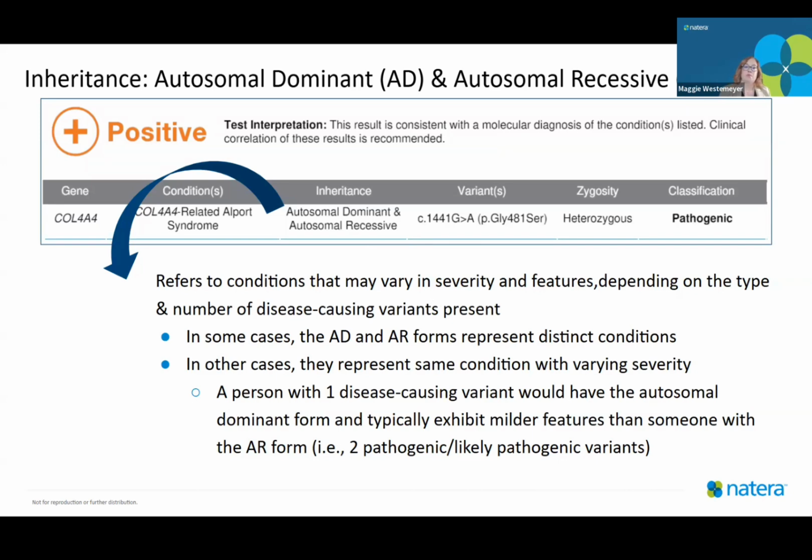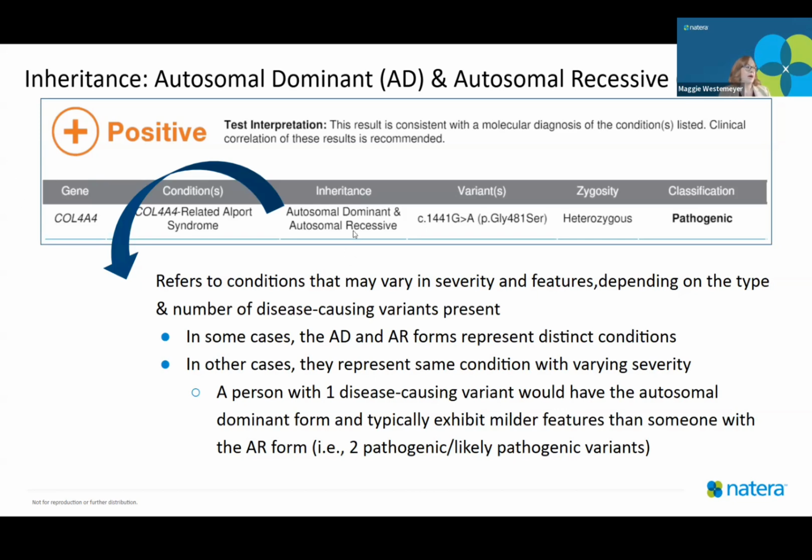So, conditions that have autosomal dominant and autosomal recessive inheritance can vary in severity and features depending on the type and number of the disease-causing variants present, which is true for Alport syndrome. Separate from Alport syndrome, in some cases, we're going to have a gene that has an autosomal dominant inheritance pattern for variants in some parts of the gene, and autosomal recessive inheritance for a different distinct condition that may be related to variants either in other parts of the gene or just variants that function differently.